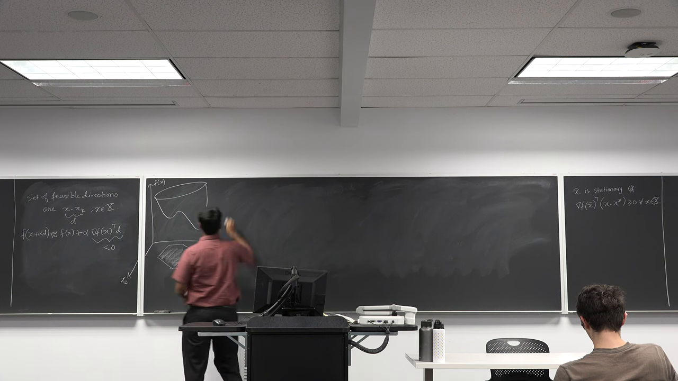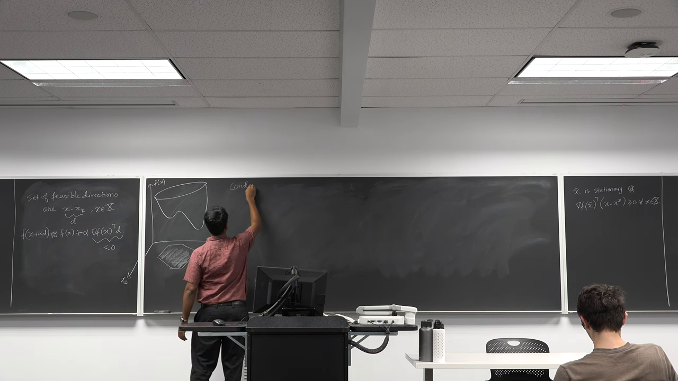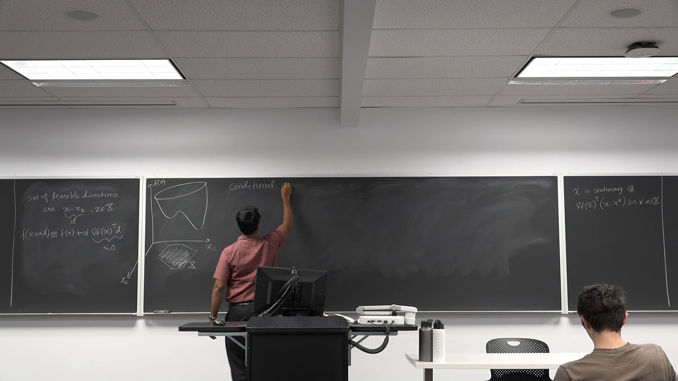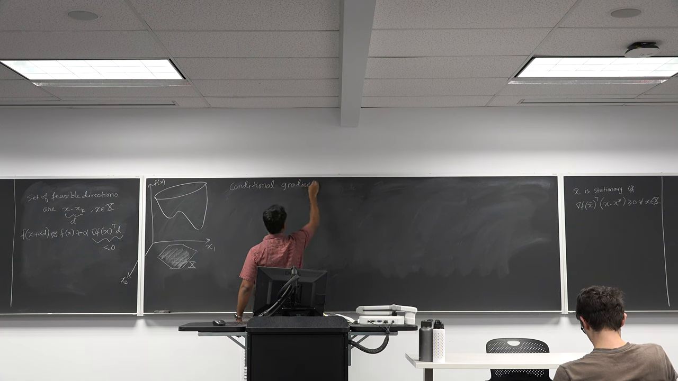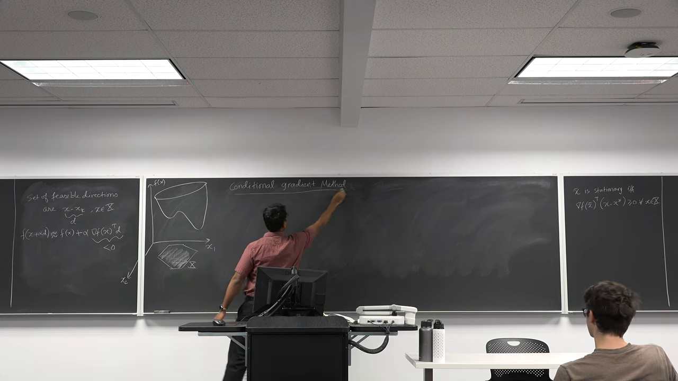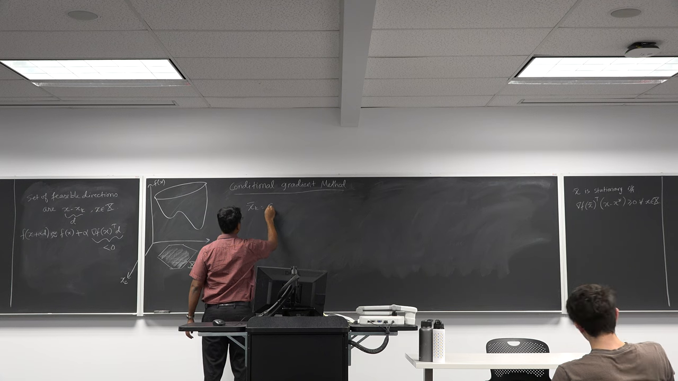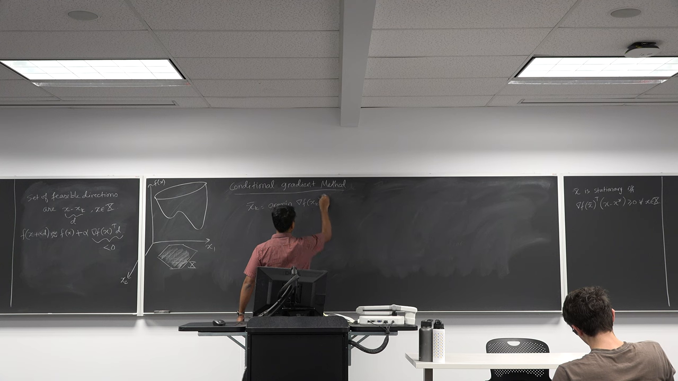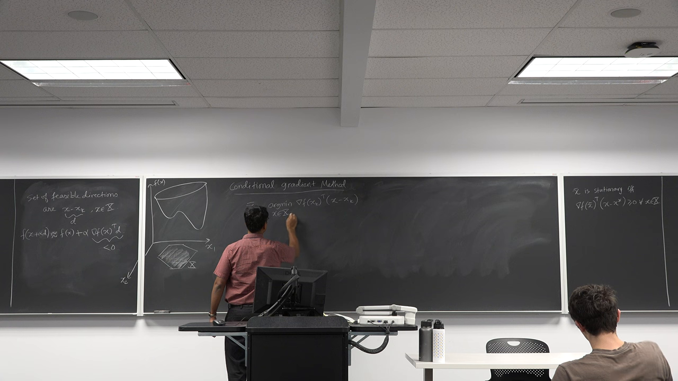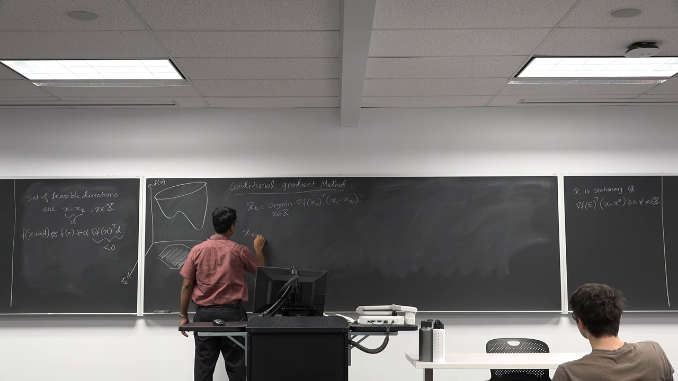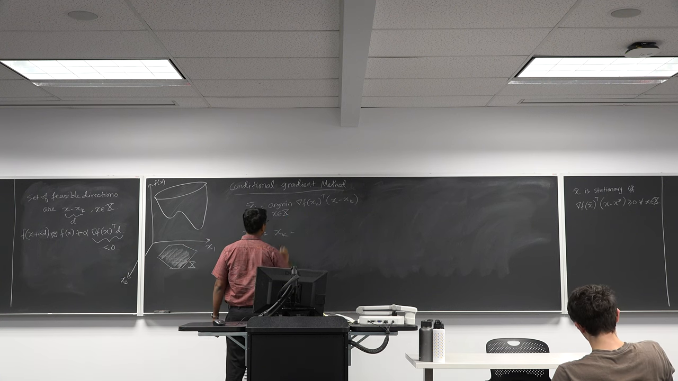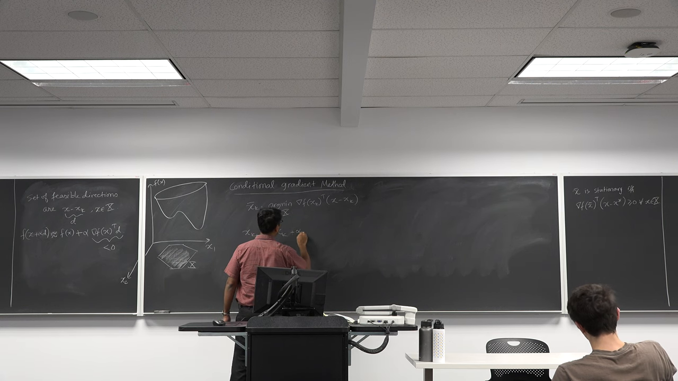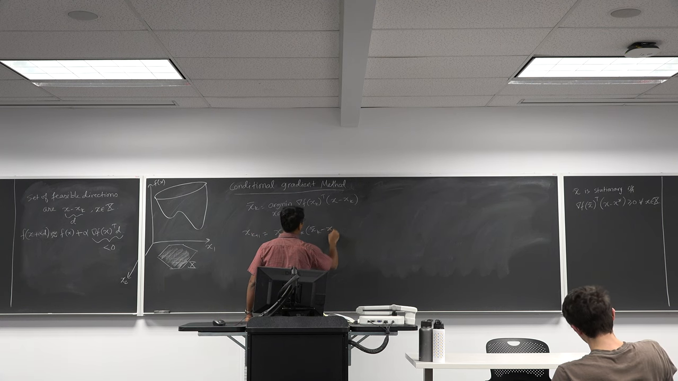Okay. So algorithm one is the conditional gradient method. In this method, I pick my x bar k to be the argmin. And then my x_{k+1} equals x_k plus alpha_k times (x bar k minus x_k).